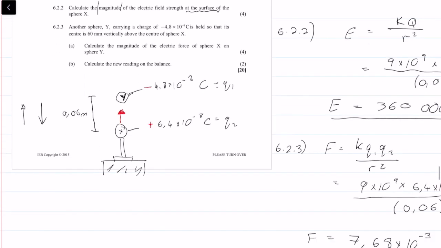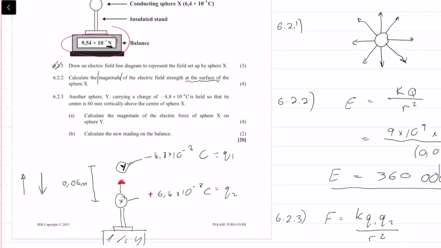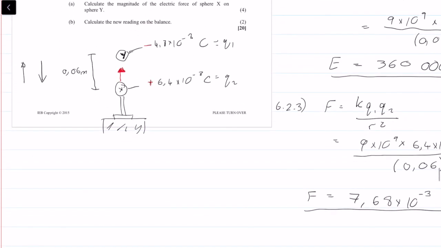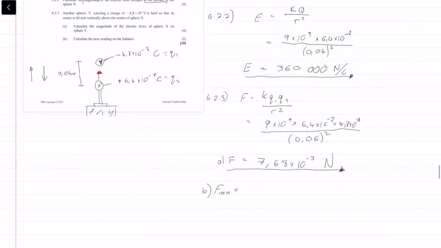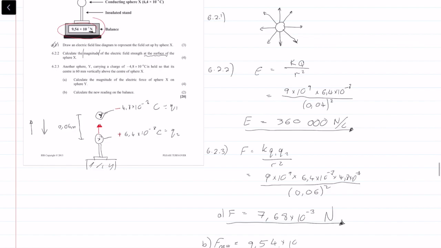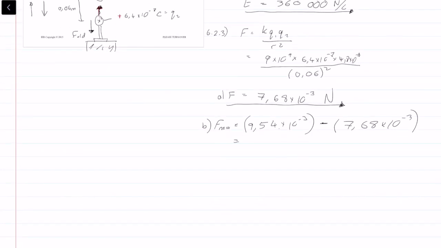So the new reading on the balance, again in units of newtons. That was question A, this is question B. Force new is going to be equal to the old force, which was 9.54 times 10 to the minus 3. The old force was pushing down. The force of Y is now pulling X upwards, so we're going to subtract the value we just calculated, 7.68 times 10 to the minus 3. Our new force is going to equal 1.86 times 10 to the minus 3 newtons, or 1.86 millinewtons. That would be our final answer, so the new scale would read that value.